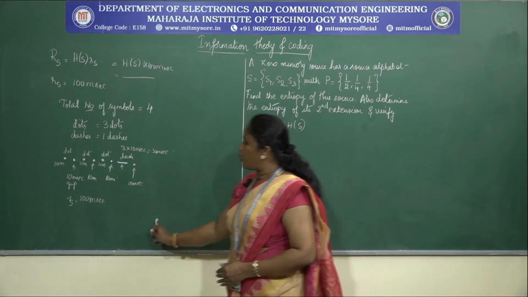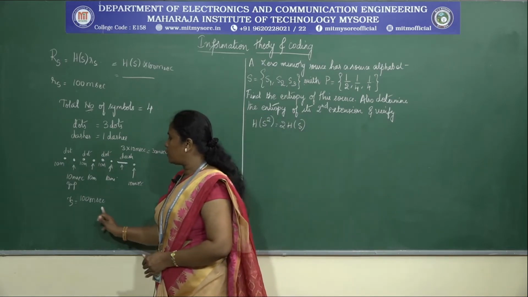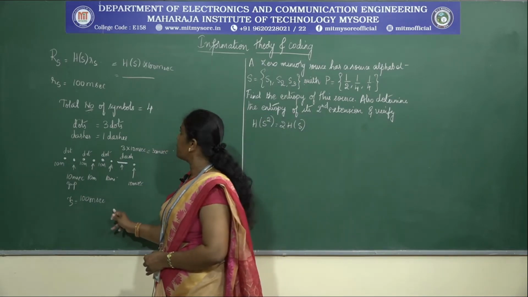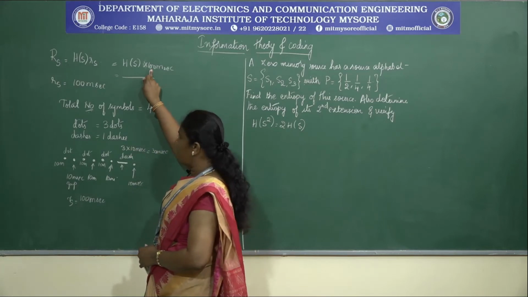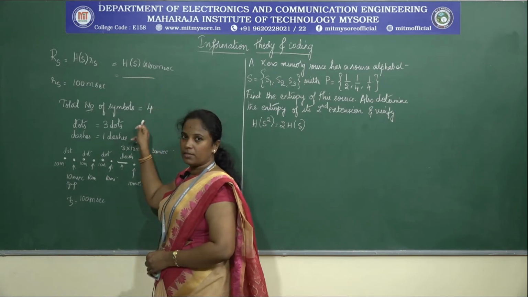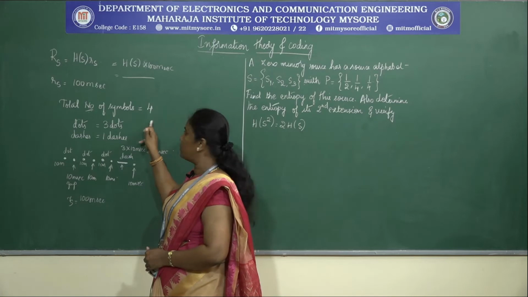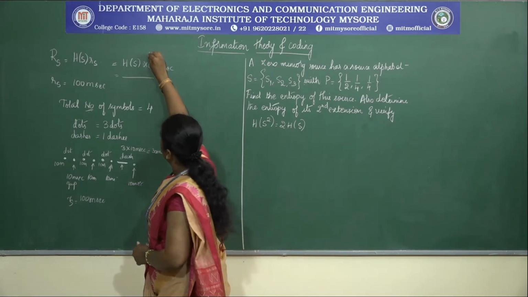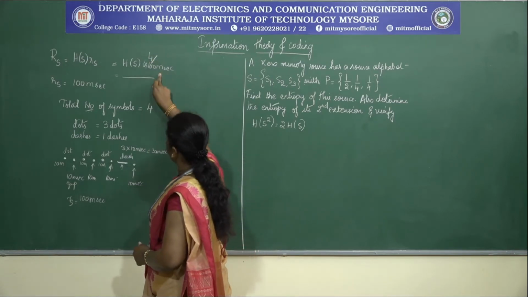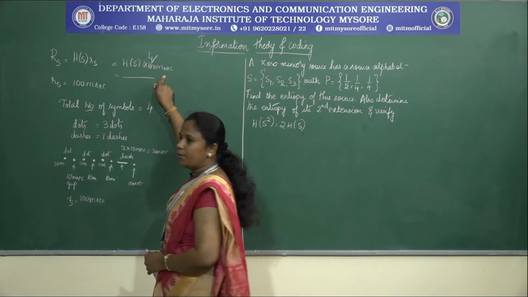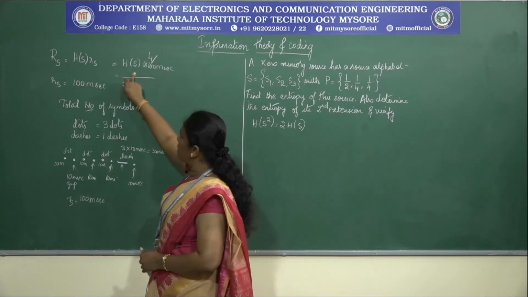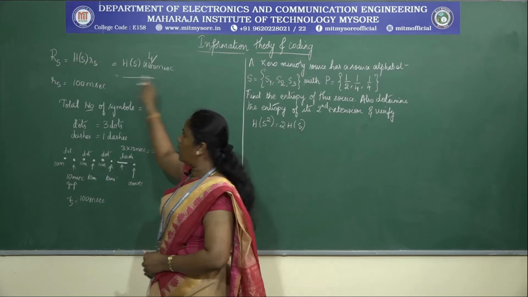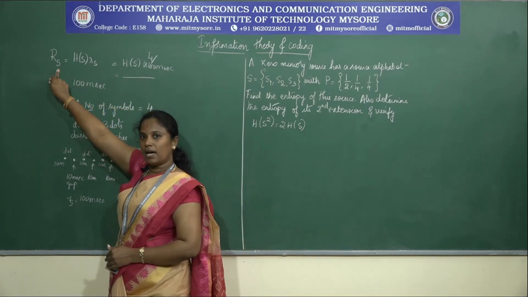So about this problem, we have the calculated value of 100 millisecond. What is the total number of symbols we have considered? We need to calculate it per symbol, so it is 4 divided by 100 millisecond. That will be your RS value, multiplied by H of S. That gives your average information rate, that is RS.